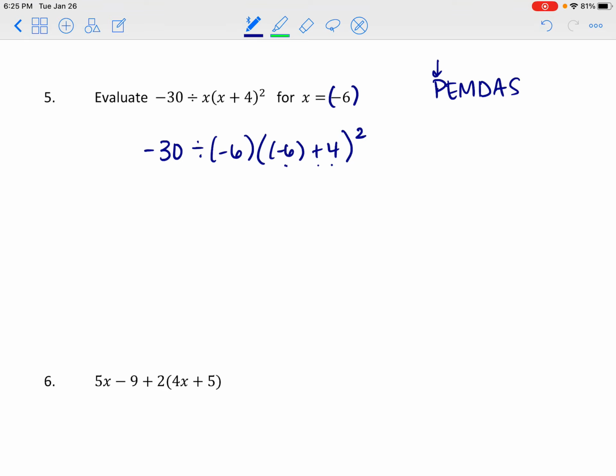They're different signs, so we subtract. Keep the sign of the bigger number. So inside of that set of parentheses, I end up with a negative 2. And I still have a negative 6 here. Still have a divide, and I still have a negative 30.